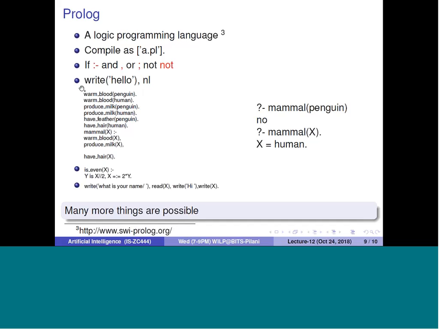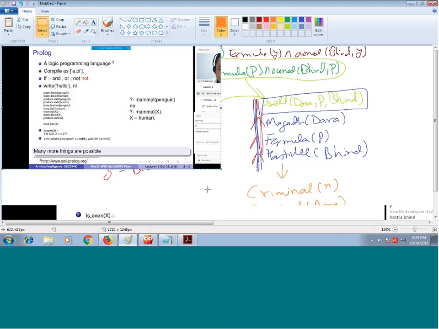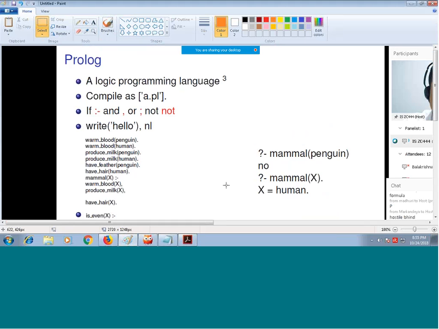Just see this particular program, and I will explain it. This is the actual code of Prolog that tells about warm-blooded penguin. What is warm-blooded? You need not explain anything. You just write warm blood and penguin. The system would understand by itself that penguin is a warm-blooded thing, that there is some property called warm blood, and penguin has this property.